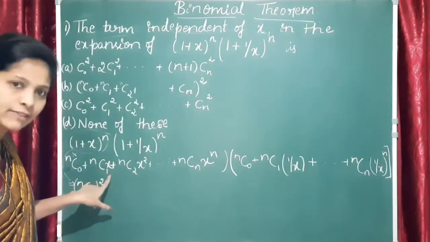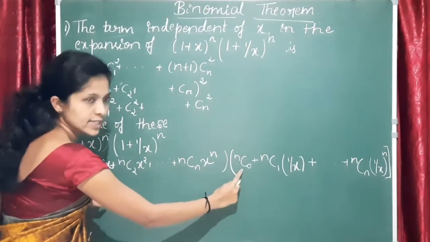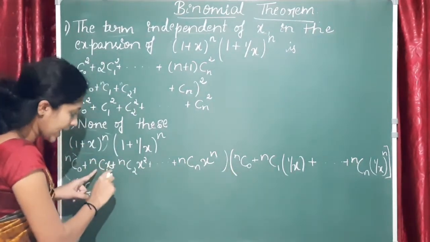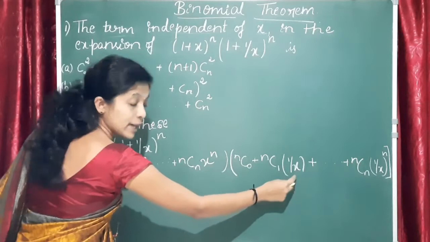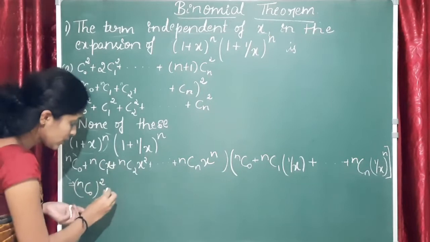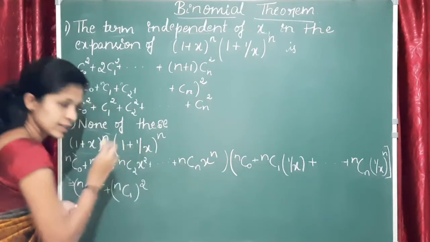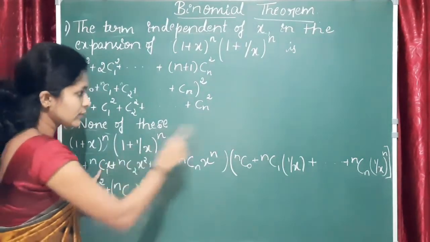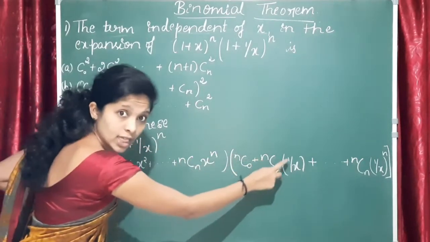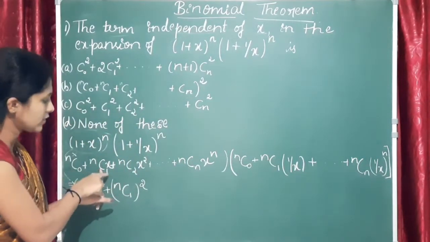Right, now we have to multiply with this one. Listen carefully. NC1 x into NC0, obviously an x term will be there. Second term: NC1 x into NC1 1 by x. What happens here? x and x will get cancelled. What will we get? NC1 whole square. Agree? If I multiply the second term with the second term, NC1 x is there, NC1 1 by x is there, so x and x will get cancelled, remaining NC1 into NC1.